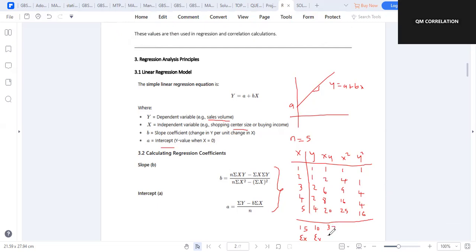This is summation of xy. Summation of y here, we have what? 55. Summation of x squared is 55. And summation of y here, what do we get? 26. Summation of y squared. Are we together so far on how to total up this table?